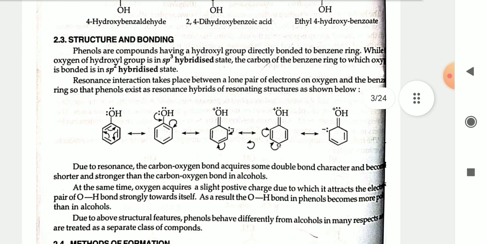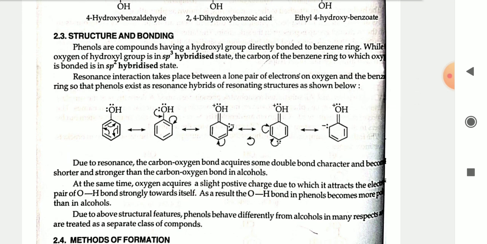Structure and bonding. Phenols are compounds having a hydroxyl group directly bonded to a benzene ring, while the oxygen of the hydroxyl group is in sp3 hybridized state. The carbon of the benzene ring to which oxygen is bonded is in sp2 hybridized state. Resonance interaction takes place between a lone pair of electrons on oxygen and the benzene ring so that phenol exists as a resonance hybrid of resonating structures.